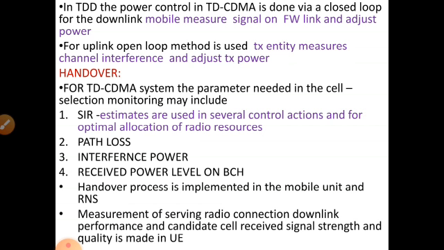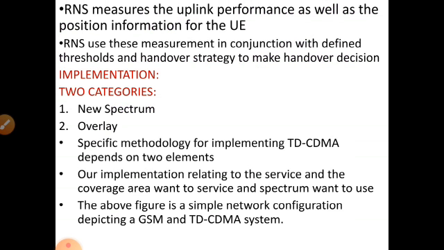Based upon this parameter, first we are going to use two entities, nothing but the UE, that is the mobile equipment, as well as the second one, the RNS. The UE will measure the serving radio connection downlink performance, as well as the candidate cell received signal strength and the quality. So these three types of parameters will be calculated by the mobile or user equipment. First they will measure the downlink performance, second the signal strength, and third the quality.